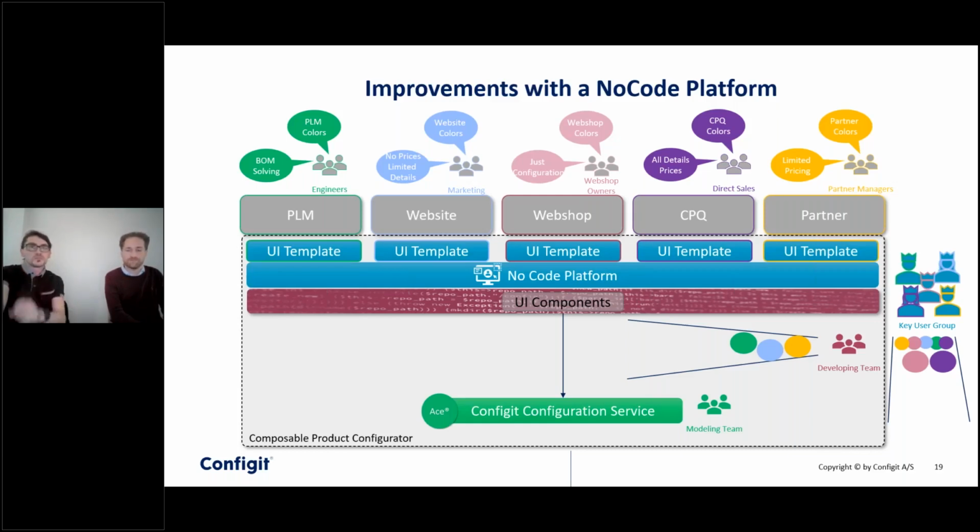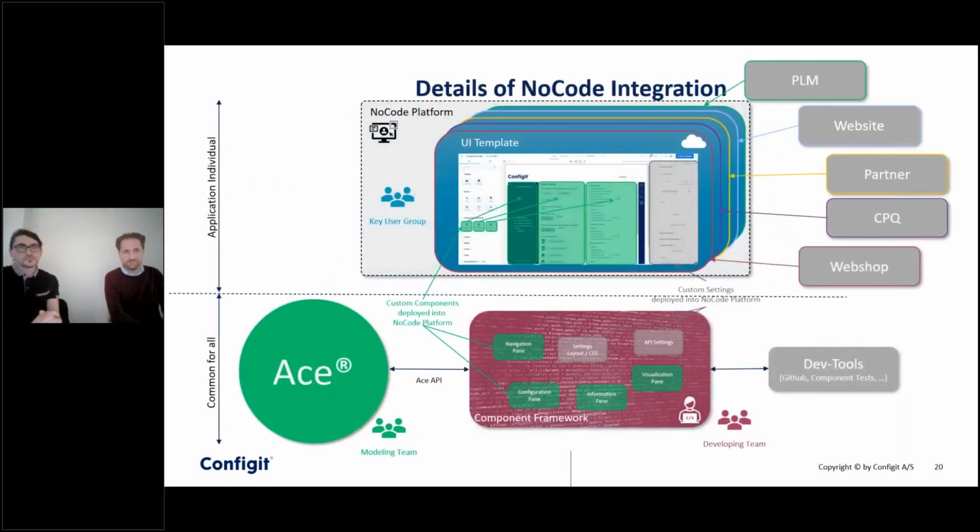And if you look a little bit more into the no-code platform and the UI components, so if you change the picture a little here, we can now see in the red box the green components. So we have created some components, for example, the navigation pane, which typically shows a different grouping of selections, the configuration pane, which shows the different characteristics you can select, the info pane for additional text and images, or the visualization pane. And all these different components will be made available in the toolbox of the no-code platform, and from there can be dragged and dropped into any of the templates.